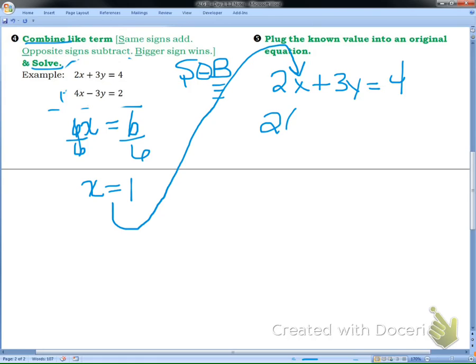2 times 1. Notice that when I plug in a value for a variable, I put it inside parentheses. Otherwise, it'd look like the number 21, not 2 times 1. 3y is equal to 4. So I plug it in and then solve for the other variable. So I need to simplify it. 2 times 1 is just 2 plus 3y. I'm just going to recopy it down. Simplifying the equation and solving for that other variable, the y.